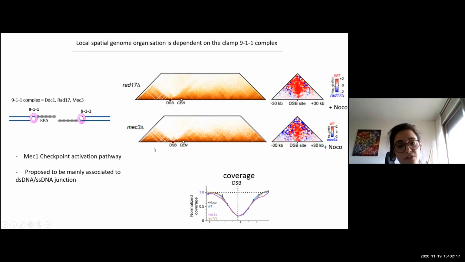The single-strand DNA is not only important for the nucleoprotein filament, but it is also important for checkpoint activation, as it recruits the 9-1-1 complex composed of Ddc1, Rad17, and Mec3. This complex is important for the Mec1 checkpoint activation pathway, and it is proposed to be mainly associated at the double-stranded, single-stranded DNA junction. Disrupting this complex by deleting either Rad17 or Mec3 led to the complete disappearance of the local interaction pattern at the break site without affecting the resection rate.